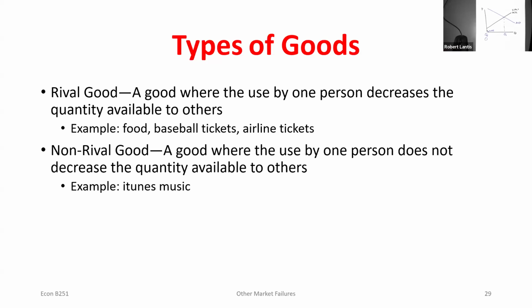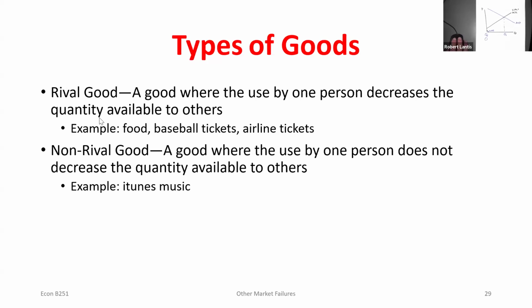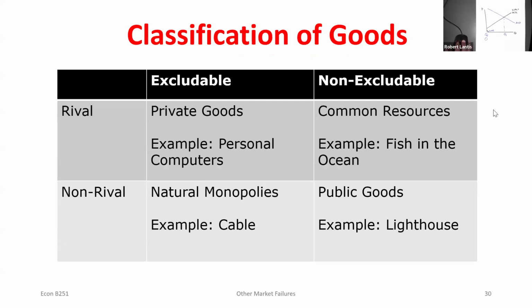So for excludable and non-excludable, think of it almost as price and free. Rival means me using it prevents other people from using that quantity or decreases the quantity available. Non-rival means me using it does not decrease the quantity available. That's going to give us four different types of goods. The first is the most common one that we've talked about all throughout this semester. We just haven't put a name to it, but these are private goods.